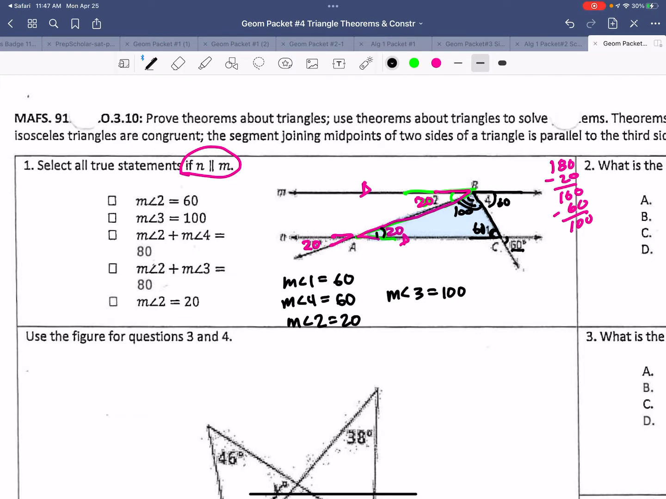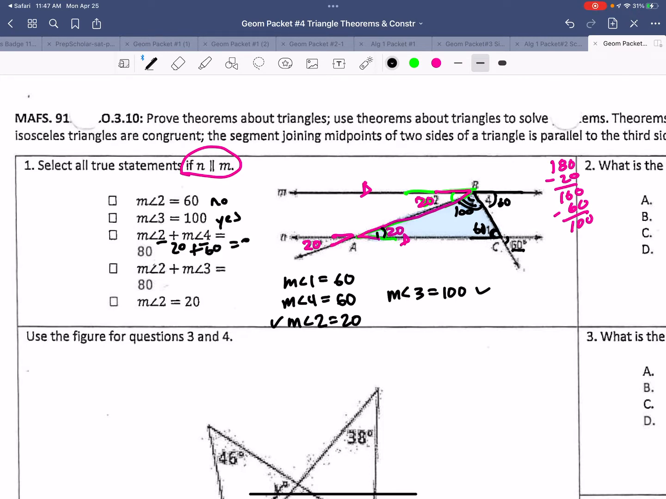So I think we solved everything. Okay, so let's go over here. Was 2 60? No. Was 3 100? Yes. Was 2 and 4 80? So the measure of angle 2 is 20. The measure of 4 is 60. If I add them together, I get 80. Yes. 2 is 20, 3 is 100. That's not going to get me 80, so I'm going to say no. And is the measure of angle 2 20? Yes. Okay, so I said yes that many times.